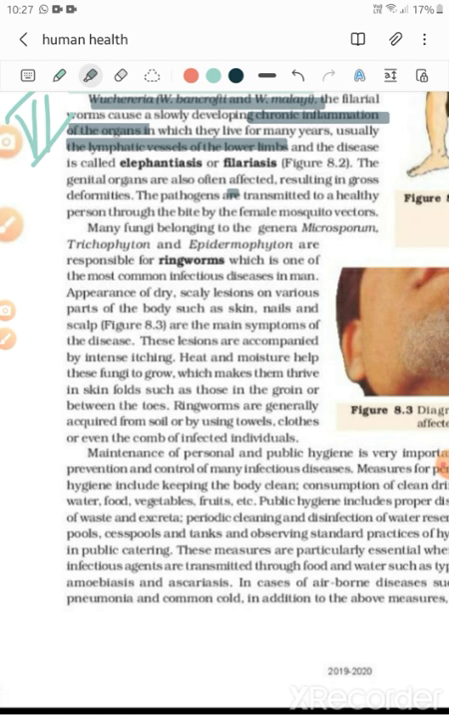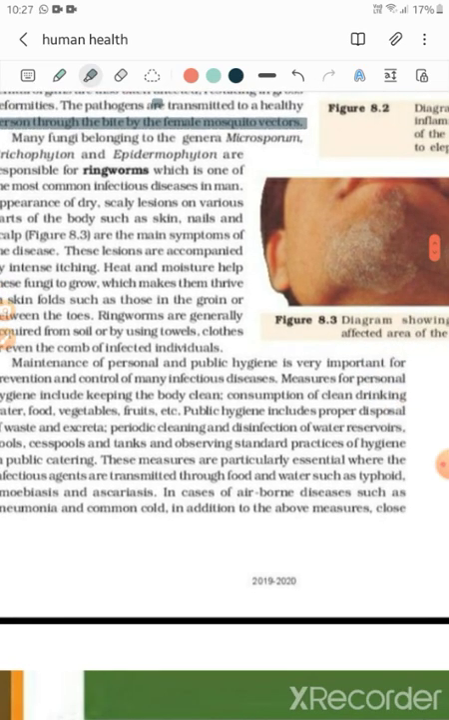The pathogens are transmitted to a healthy person through the bite of female mosquito vectors. Now there would be a question arising in your mind: why are diseases always caused by female mosquitoes? Won't it be caused by male mosquitoes? There is a very interesting answer for this.